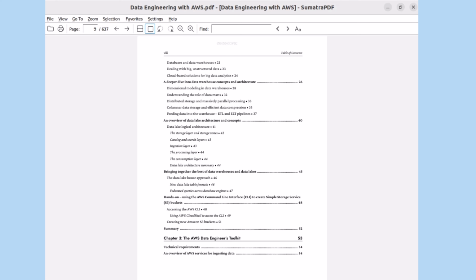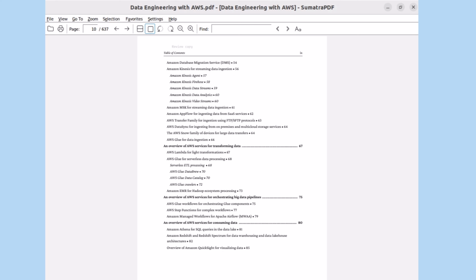Moving into chapter 3, we have the AWS engineer's toolkit, and it starts talking about ingesting data with services in AWS: Database Migration Service, Kinesis and its sub-services, MSK, AppFlow, leading into other AWS services for transforming your data. Glue, data catalog, crawlers, others for orchestration of data pipelines, workflows, and services for consuming data.